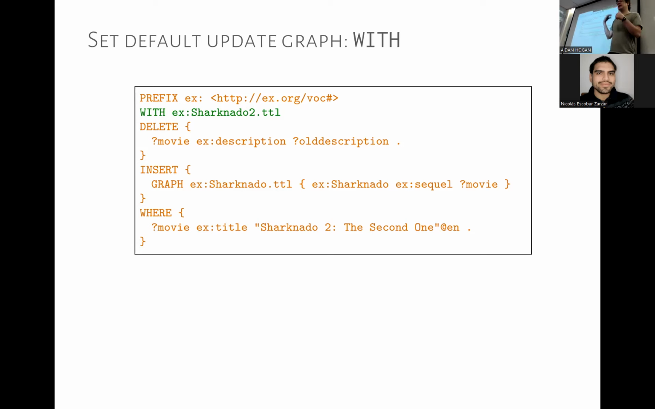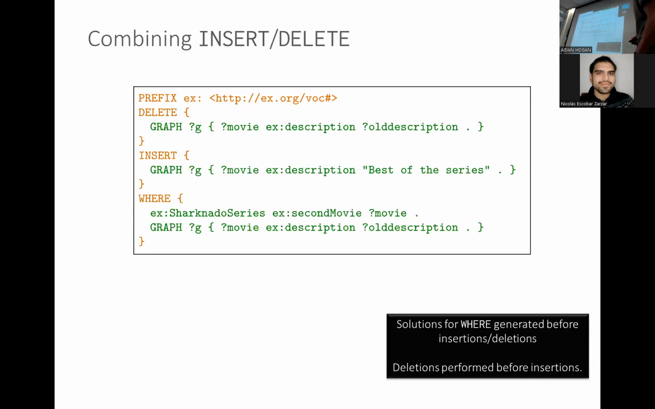So if we insert or delete stuff without specifying a graph clause, what it will do is work with Sharknado2.ttl. In this case, what we're looking for is the movie that is titled Sharknado 2, the second one. Then we're going to delete the old description from this movie, and then we're going to insert into Sharknado.ttl, a different named graph, Sharknado sequel movie. So we can use WITH as a shortcut basically for specifying a certain named graph to be the default graph.